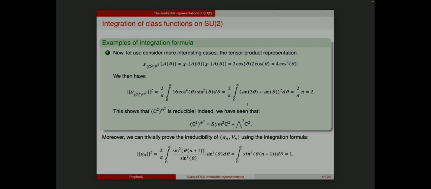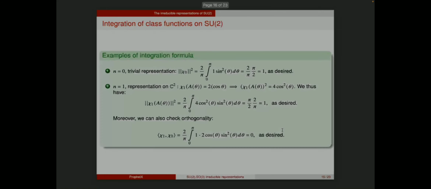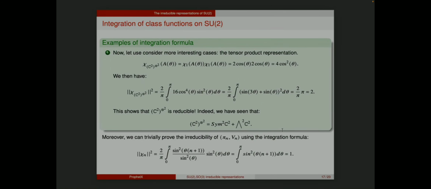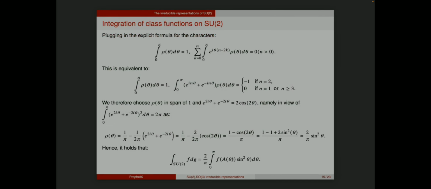Before, we proved the irreducibility of the characters with a rather tedious and long proof. This is literally a one-liner having the integration formula on class functions, and I find this very neat. And actually this was only done in one reference which I found, so I really thought this is a really nice proof. That's why I put it in. So we see that we can compute the norm of the character of the nth irreducible representation by using the formula of integration which we found before.